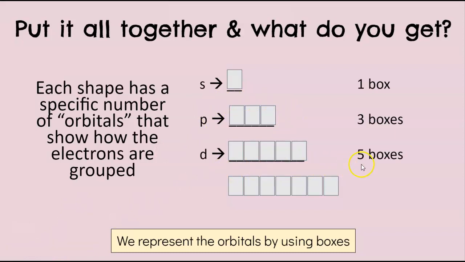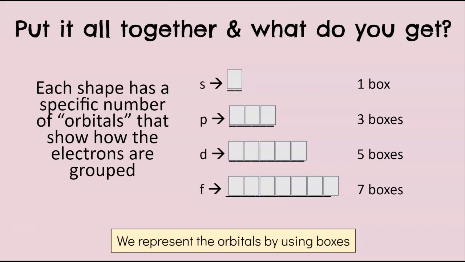D gets 5 boxes. So when you're drawing these out, your D sublevels would have 5 boxes, and then F would have 7. Okay, so again, remember this tells us the maximum amount of electrons that can be in each of these. So S, 1 box, that means up to 2 electrons. P, 3 boxes, up to 6 electrons. D, those 5 boxes, those 5 orbitals, up to 10 electrons. F, 7 boxes, remember 2 electrons in each box, which is each orbital, up to 14 electrons, okay?